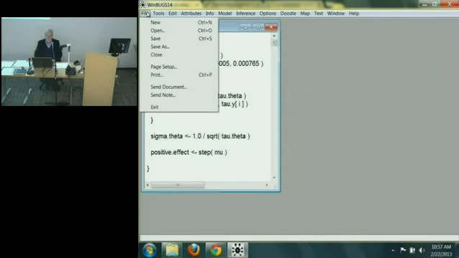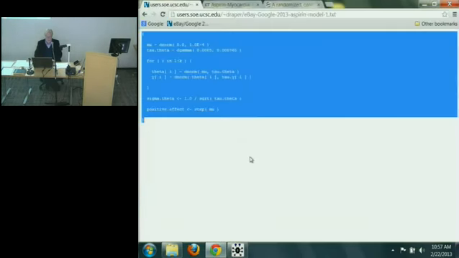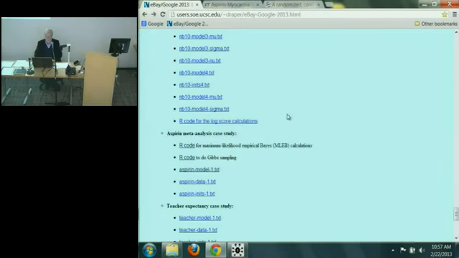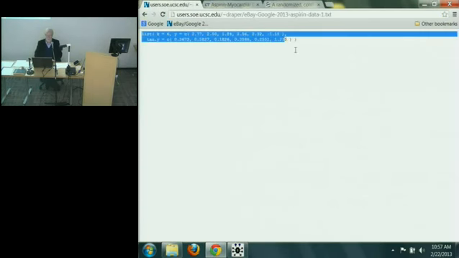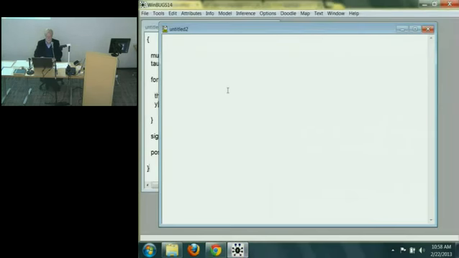Then I'm going to go ahead and get another window, go back to the web page and grab the data. And then I'll do the same thing with the initial values file. So there's the data.